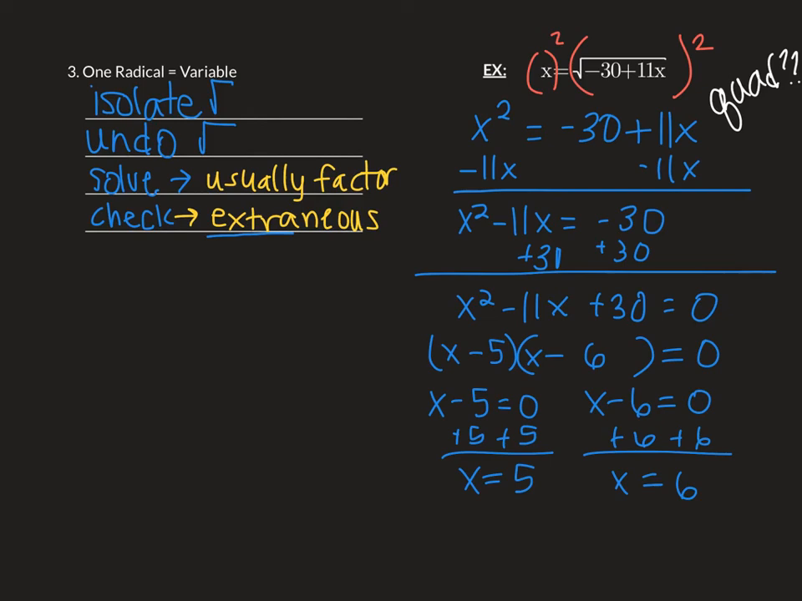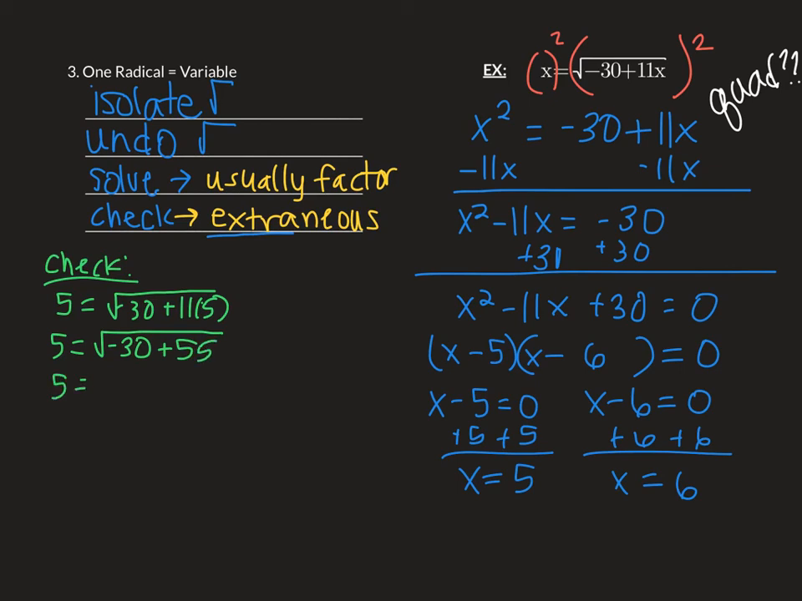But I'm going to check my work. And when we check our work on this one, I need to check both separately. So let's start with the 5. Is 5 equal to the square root of negative 30 plus 11 times 5? Notice I'm substituting in 5 every place there was an x in the equation. Okay, so now I'm going to go through and solve. So we get 5 equals the square root of, and notice I'm not solving that by squaring. I'm just simplifying both sides.